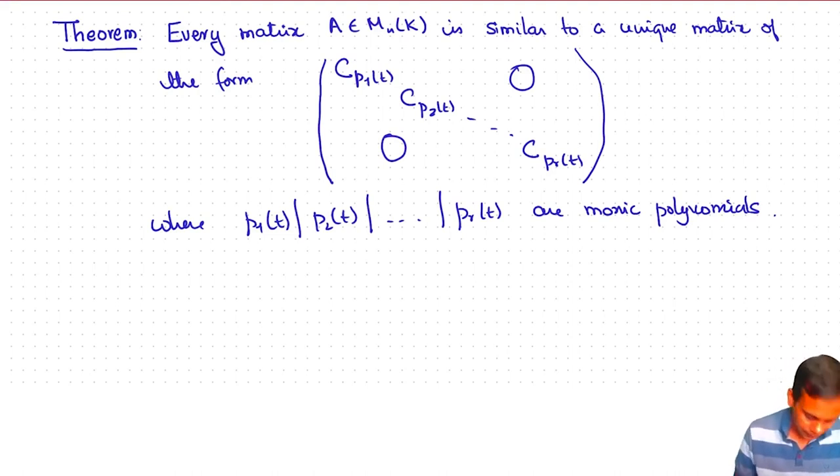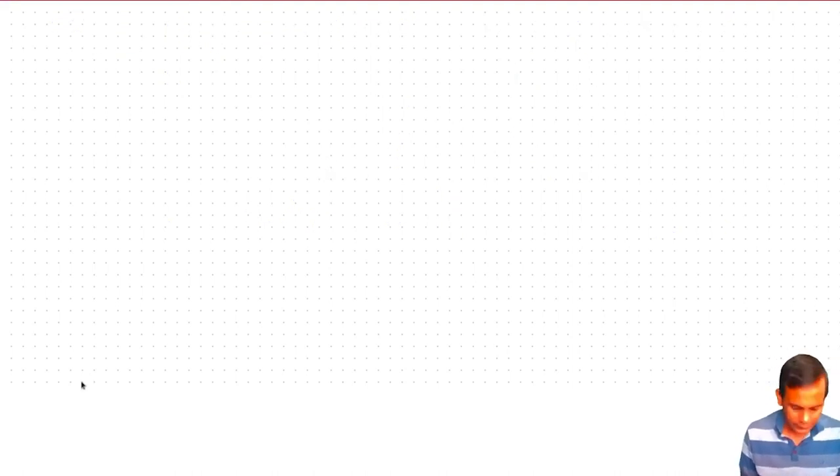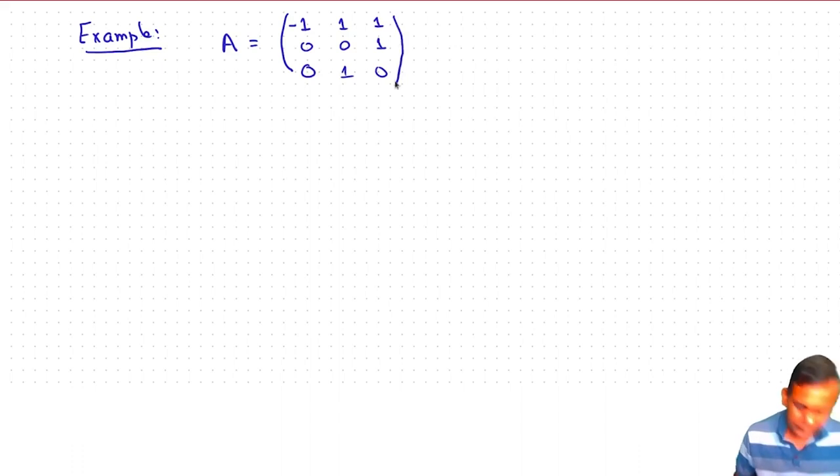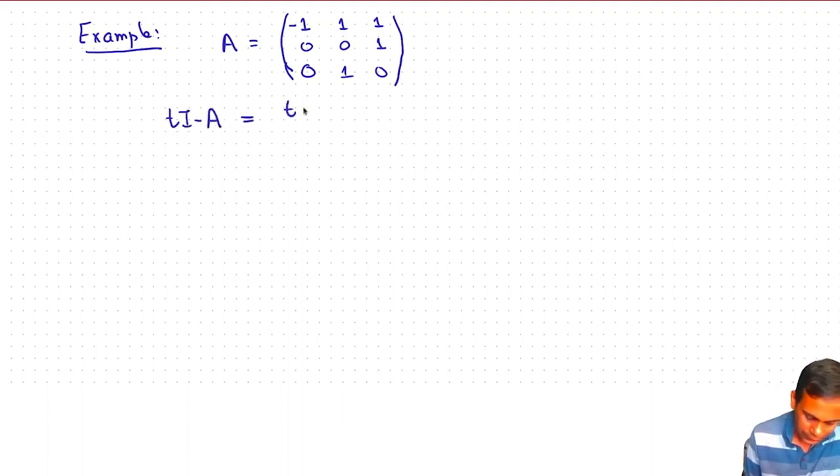Okay, let's look at an example. So let's take the matrix with rows 0, 0, 1 and 0, 1, 0, and so on. And now the question is, can I figure out how to write this matrix in rational canonical form? So what we need to do is take the module M_A and figure out its structure. So for that, firstly, we write down TI minus A, and that turns out to be the matrix with T plus 1, minus 1, minus 1 in the first row, then 0, 0, minus 1, then 0, minus 1, 0.